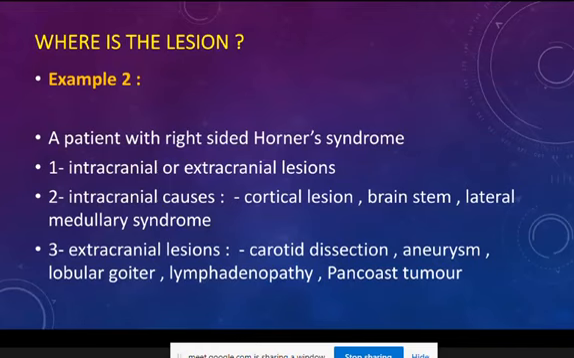What are the extracranial causes? Mainly in the neck: aneurysm, dissection, lymph nodes, goiter, lobular goiter, and you have to percuss the apex of the lung for Pancoast tumor.